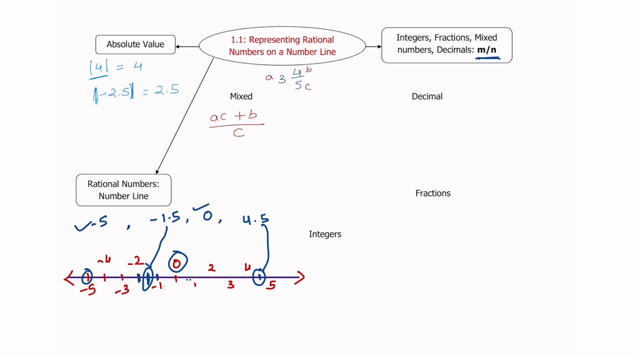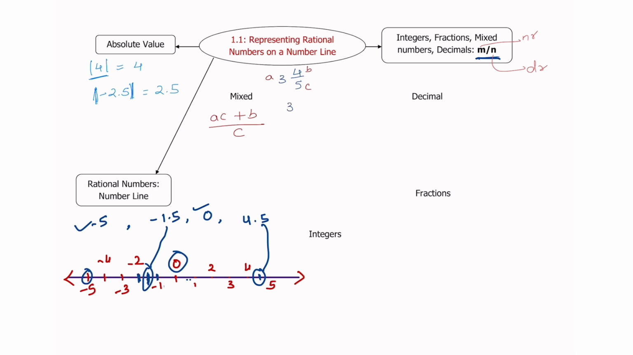You need to know what is numerator and what is a denominator. Here m represents numerator and n represents denominator. Now let's convert this mixed number into the fraction format m over n. So the formula is here, A times C.